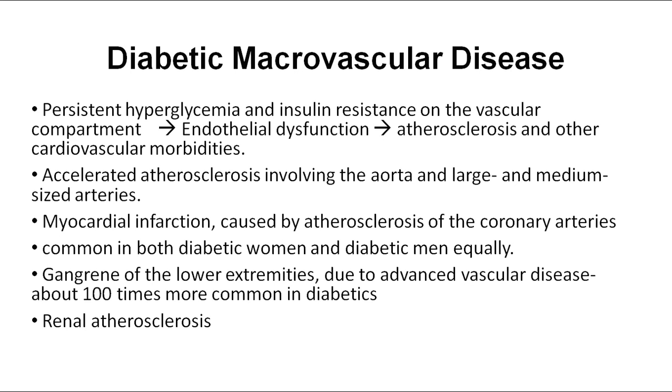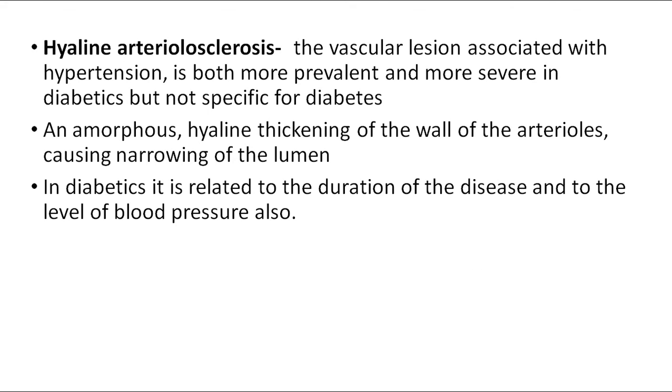And atherosclerosis of the renal vessels also occurs, which leads to renal insufficiency and the development of end-stage renal disease. This is hyaline arteriosclerosis, a vascular lesion. It is associated with hypertension, is both more prevalent and more severe in diabetics, but is not specific for diabetes. It is an amorphous hyaline thickening of the wall of the arteriole which causes narrowing of the lumen.